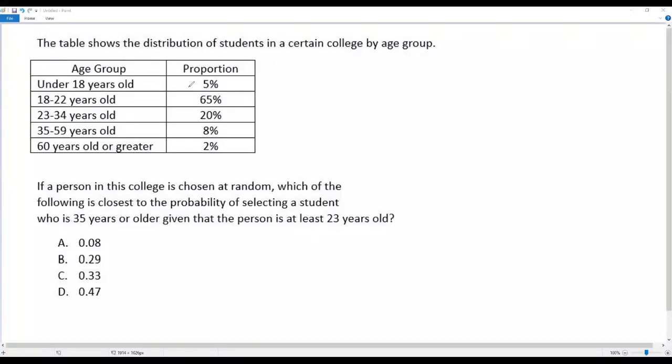Here we have a SAT math question. Okay, let's go with the information. The table shows the distribution of students in a certain college by age group. Okay, here we have a table of values.